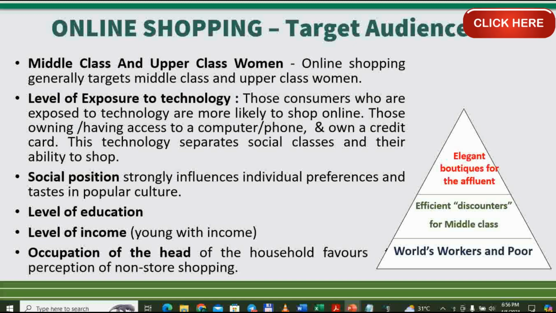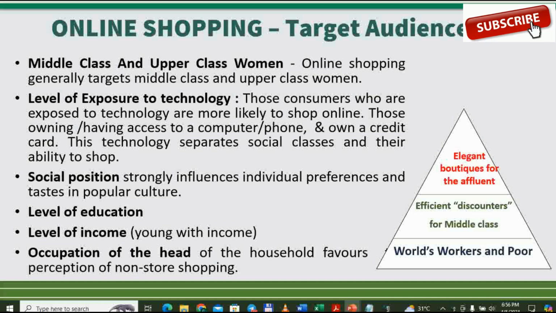If the occupation of the head of a household favors the perception of non-store shopping, that is, not going to the store to shop, you always observe that that head of the family will tend to be shopping online, and that will influence the family as well.